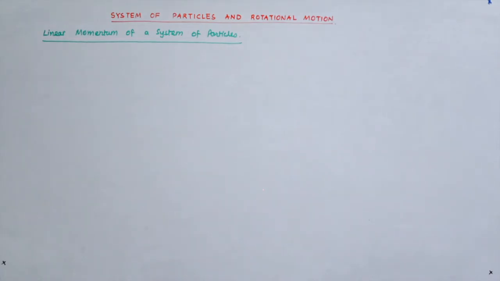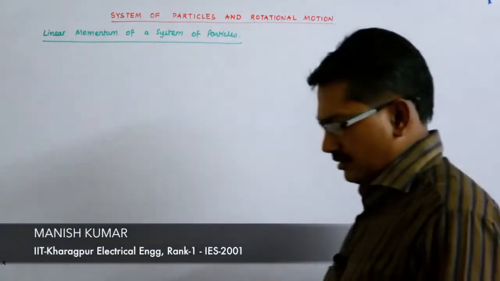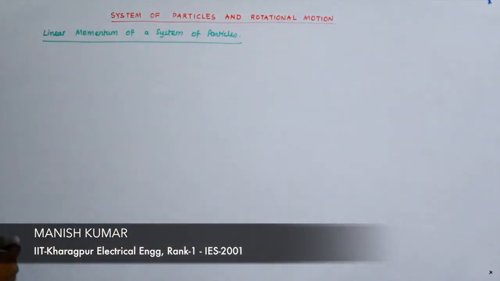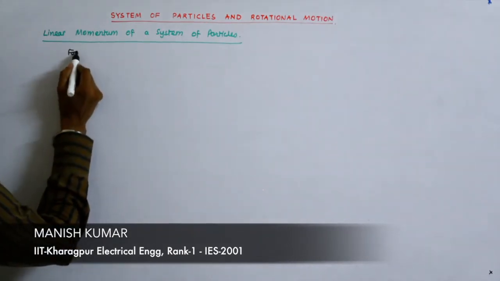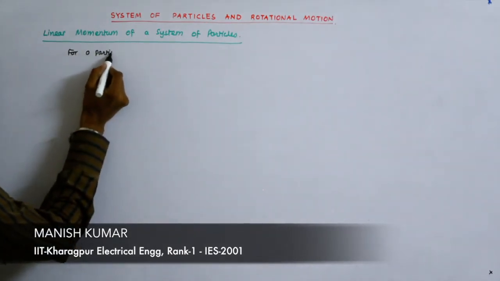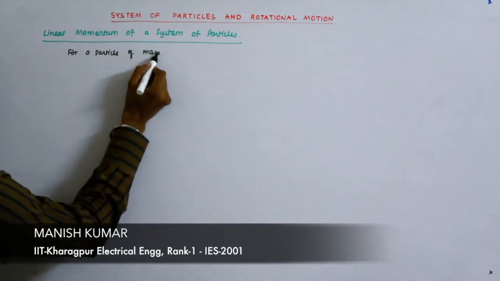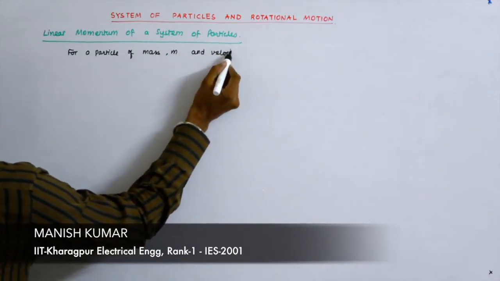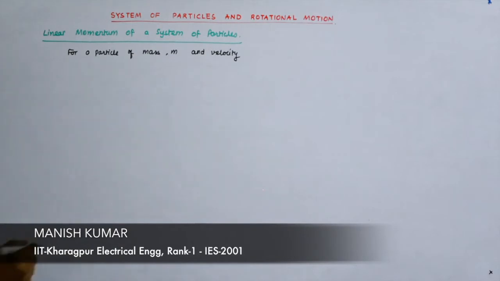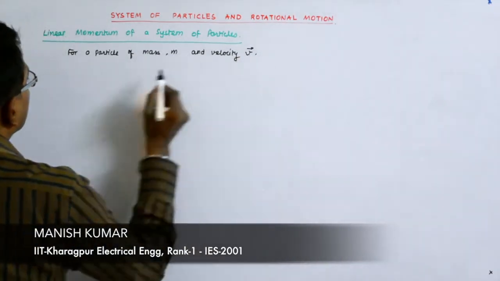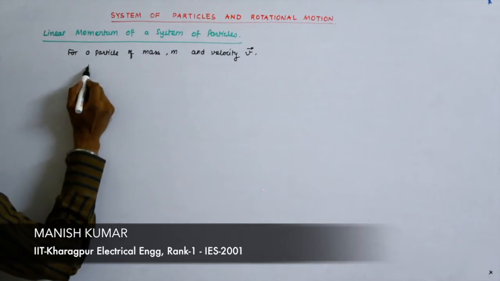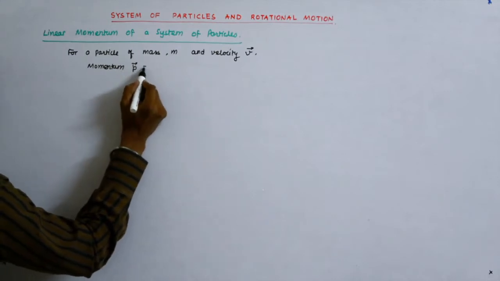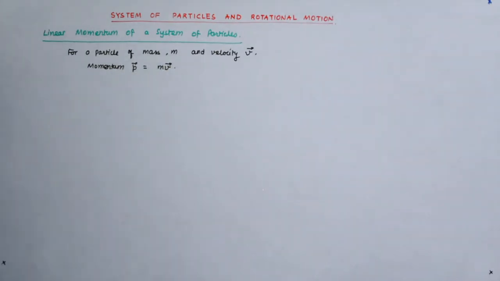Now we come to a new topic that is called the linear momentum of a system of particles. We already know that for a particle of mass m and velocity v, the momentum, which is designated by P, is given by m into v.